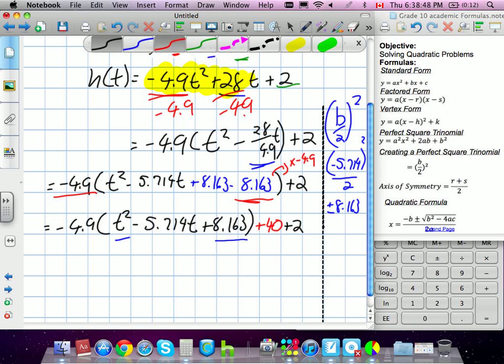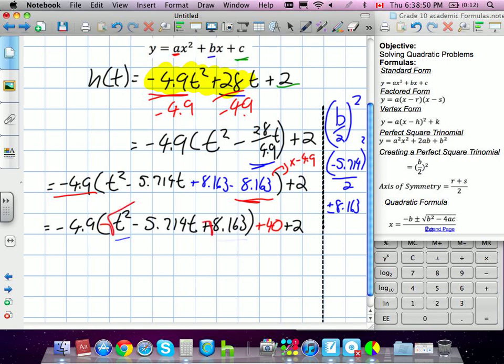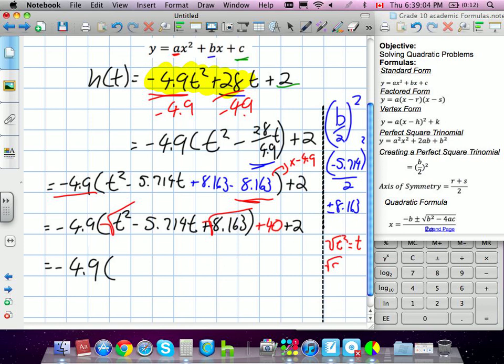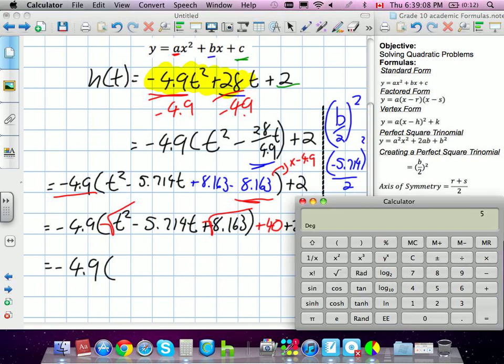So, the square root of t squared is going to be t. Now, the square root of 8.163. Well, if you take a look, 8.163 square root is 2.85, which is actually what 5.714 divided by 2 is. So 2.857, we'll say.